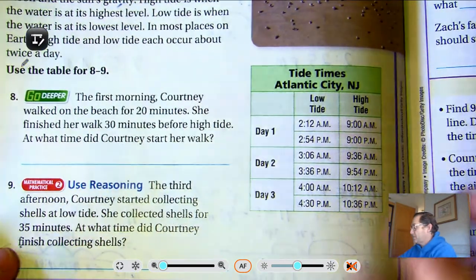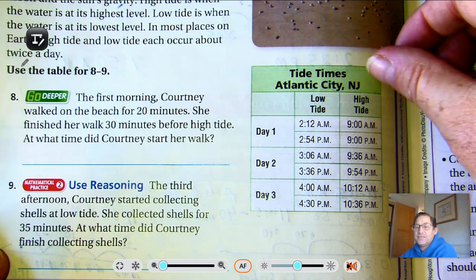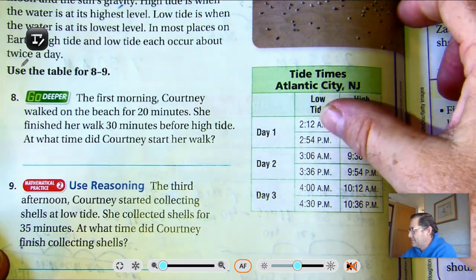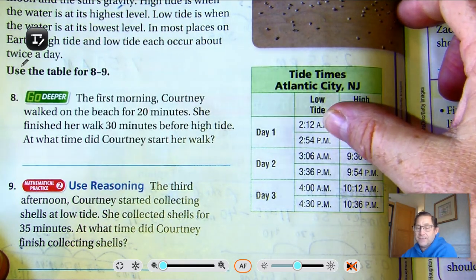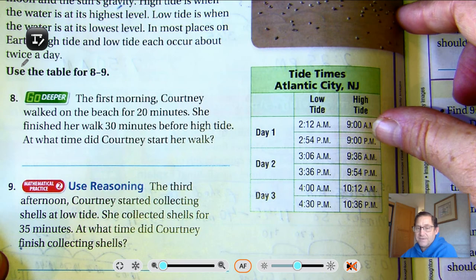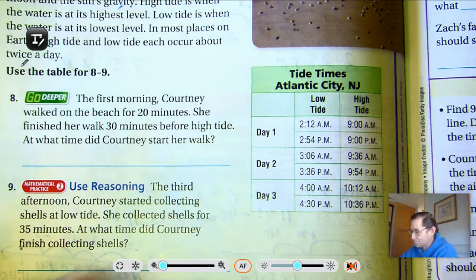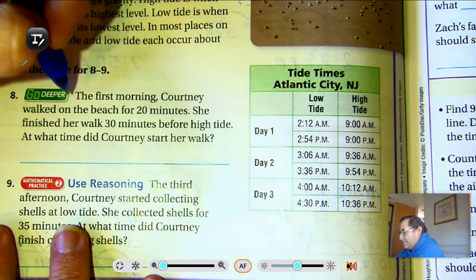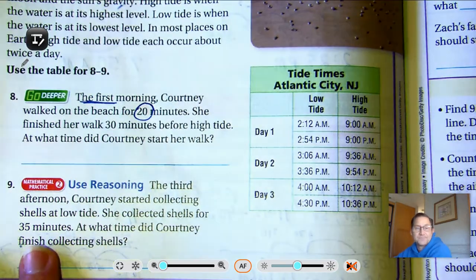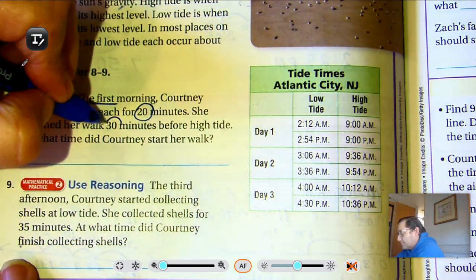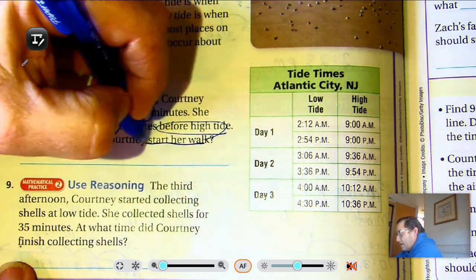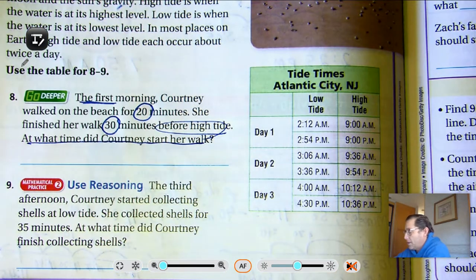these problems. So I see tide times in Atlantic City, New Jersey, day 1, 2, and 3. So these are 3 different days. Tells me when low tide was in the morning and in the afternoon, and when the high tide was, AM and PM. And that's the same for the other 2 days. So the first morning, number 8, the first morning, Courtney walked on the beach for 20 minutes. She finished her walk 30 minutes before high tide. At what time did she start her walk?